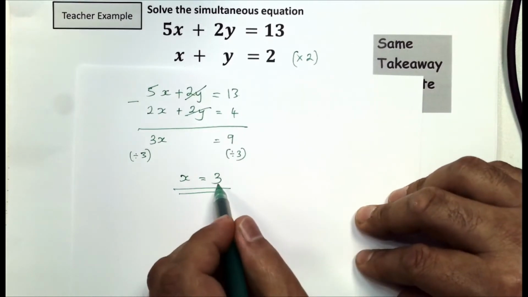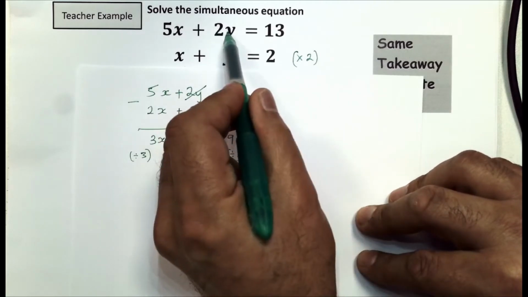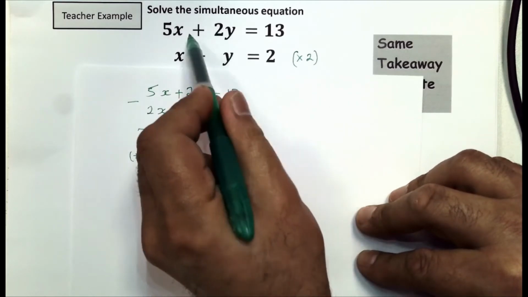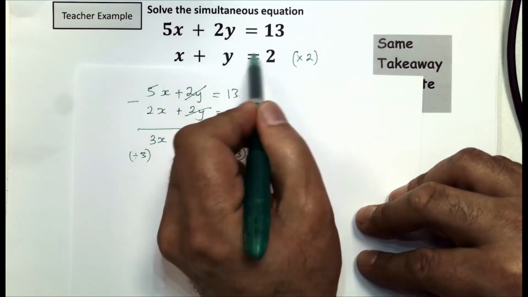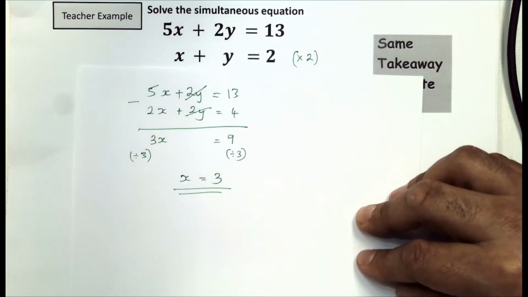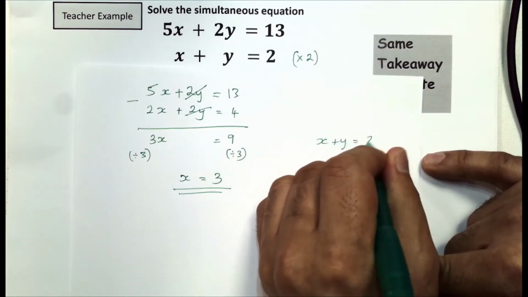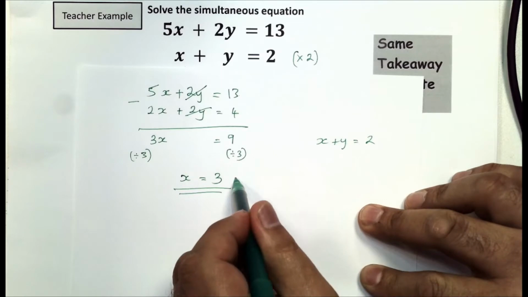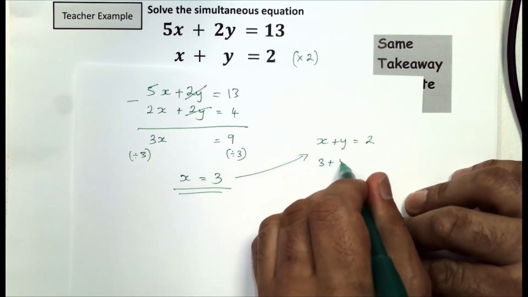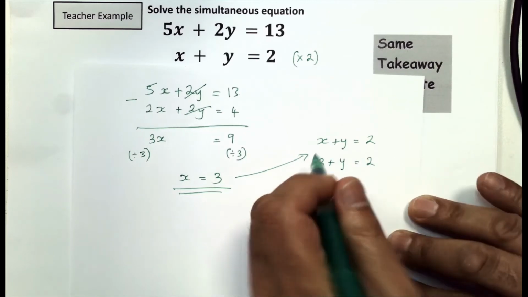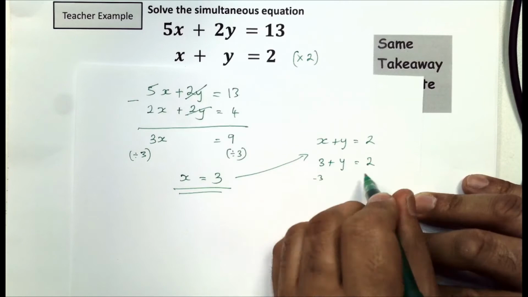Next step, I'm now going to substitute this value back into either one of these two equations. If I look at the two equations, the second equation, x plus y, is a lot easier to use. So x plus y equals 2, x is equal to 3, so I'm going to substitute that in. So now I've got 3 plus y equals 2. And to make y the subject, I'm going to subtract 3 from both sides.